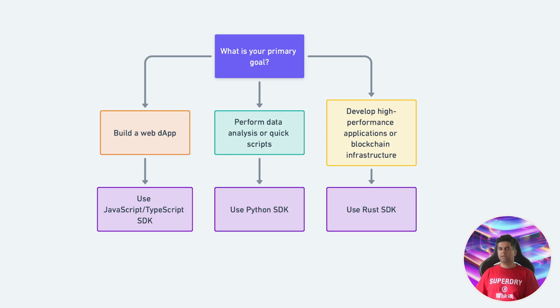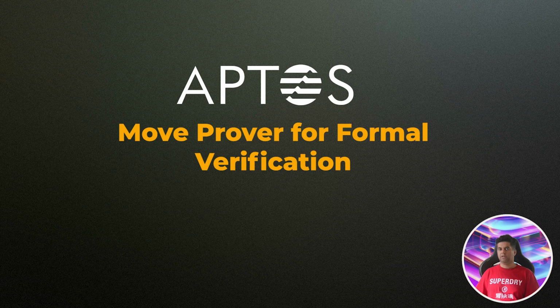Alright, let's talk about something that might sound a bit intimidating at first, but is incredibly powerful. Formal verification with the Move Prover. Now you might be thinking, formal verification, that sounds like something out of a math textbook, and you're not entirely wrong. Formal verification is a method of proving or disproving the correctness of a system with respect to certain specifications or properties. In simpler terms, it's a way to mathematically prove that your code does exactly what you intended it to do, no more, no less.